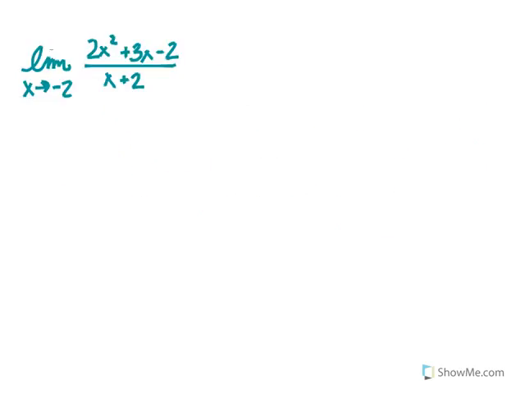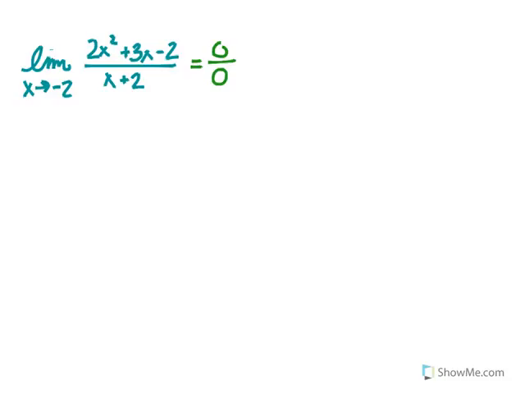Okay, so here's our next example that we're going to take a look at. This is the limit as x approaches negative 2 of 2x squared plus 3x minus 2 over x plus 2. Just like before, we're going to try our direct substitution. There's one thing I want to show you specifically in this that you may not have seen before. If I replace all my x's with negative 2 in this problem, I actually get 0 over 0. And this is a very special case.